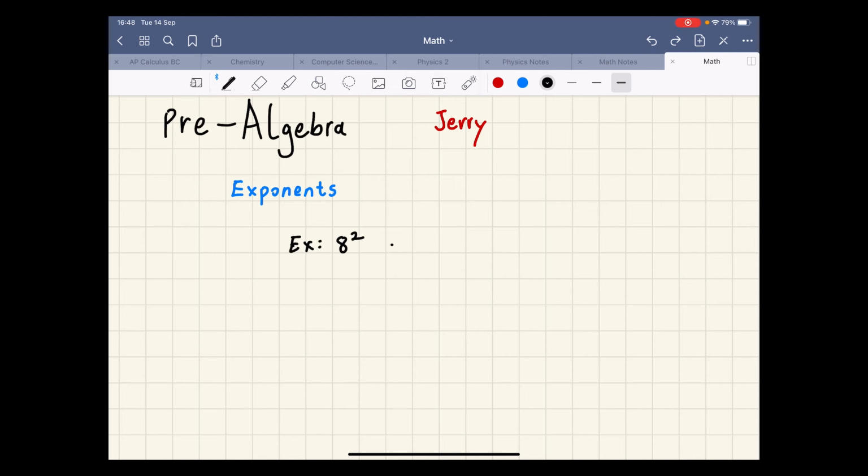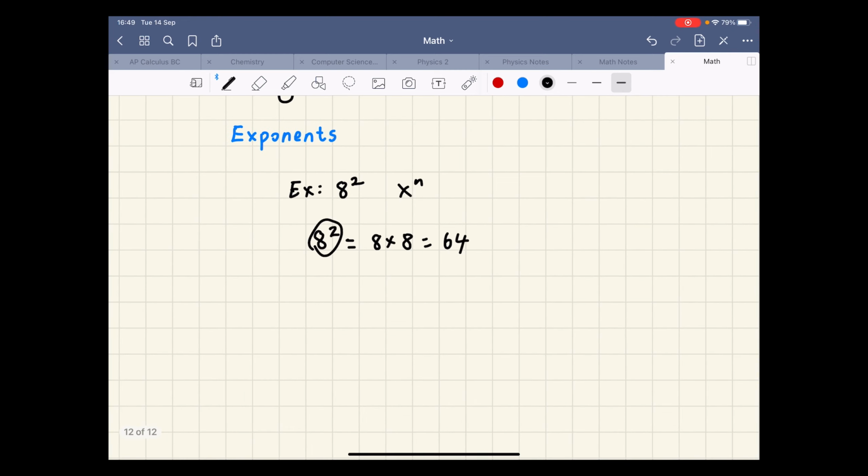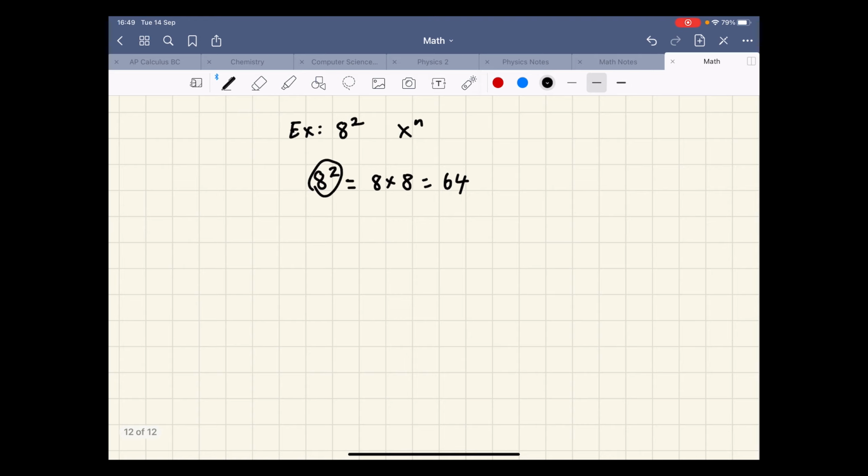You can write it in the general form, x to the nth power, where x is the base and n is the power. So for 8 to the power 2, the 2 says to use 8 twice in a multiplication, so 8 times 8 equals 64. You could read it as 8 to the power of 2, or 8 to the second power, or just 8 squared. So let's do some questions.